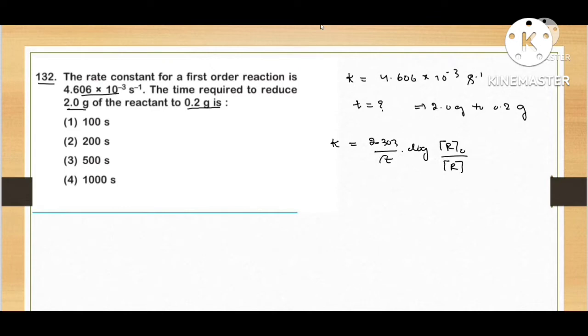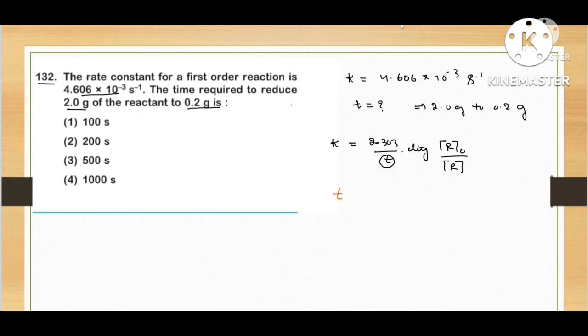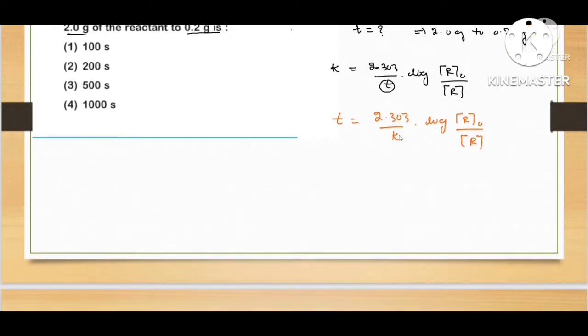Here you have to find out the time. Then we write the equation as t equal to 2.303 by k into log of R naught, initial by final. Then substitute the above values. t equal to 2.303 by, here k, the rate constant value is 4.606 into 10 power minus 3, into log of initial concentration 2.0 by final concentration 0.2.